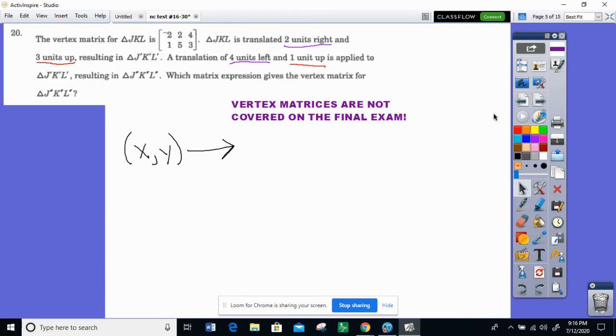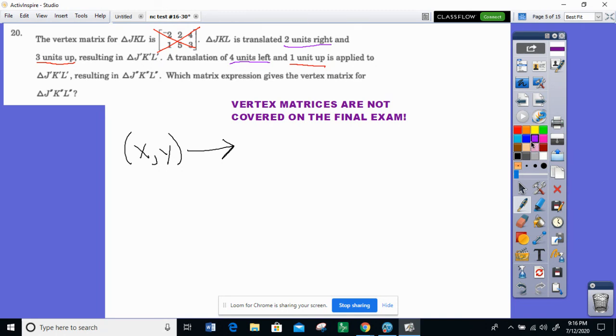Number 20, again, vertex matrices are not going to be on the final exam, so don't worry about this. But what I did want to show you here is that triangle JKL is translated 2 units right and 3 units up, resulting in triangle J prime, K prime, L prime. And then after that, a translation of 4 units left and 1 unit up is applied to triangle J prime, K prime, L prime, resulting in triangle J double prime, K double prime, L double prime, which matrix expression gives the vertex matrix for triangle J double prime, K double prime, L double prime?